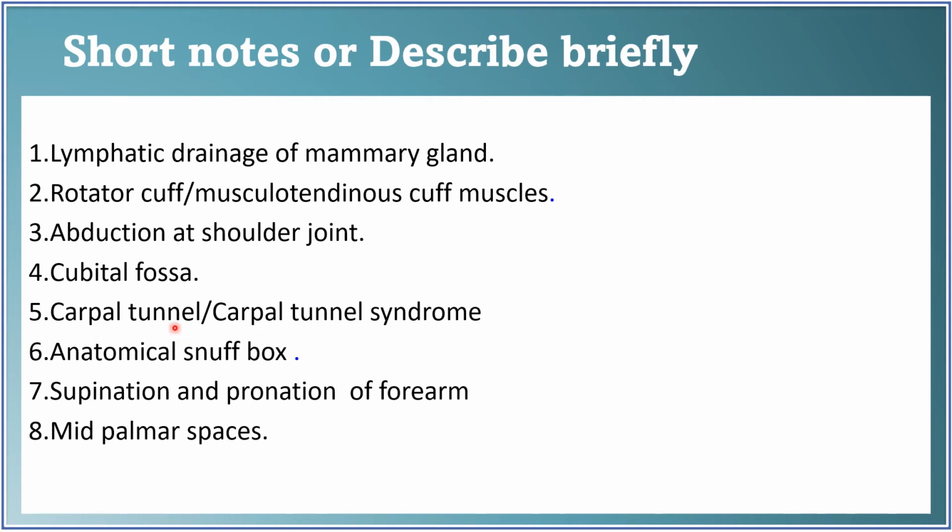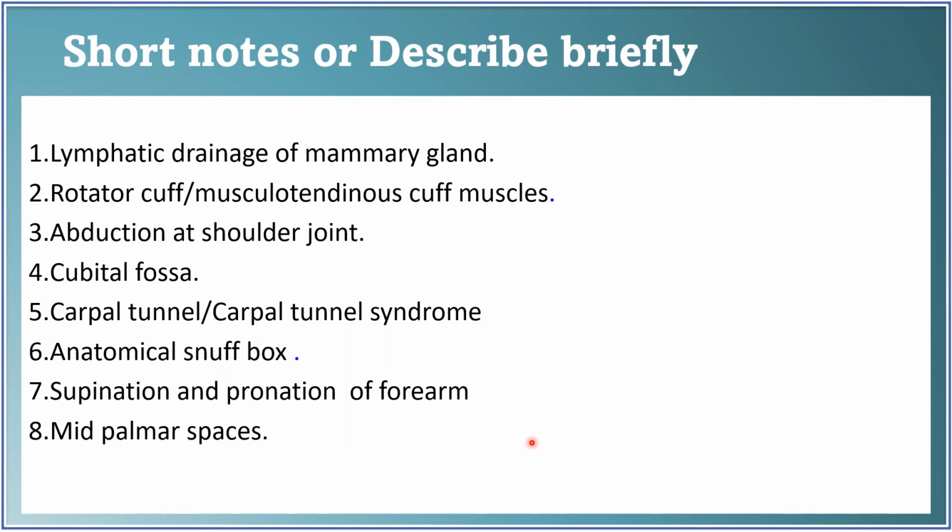If it is written carpal tunnel, just mention, not in detail, but what happens if median nerve gets compressed, the motor and the sensory symptoms, that can be written along with the carpal tunnel. Obviously you have to draw the diagrams also here. Then anatomical snuff box, this is another topic which may be asked. Then there is a question on supination and pronation of forearm. So this could be asked as radio-ulnar joints also.